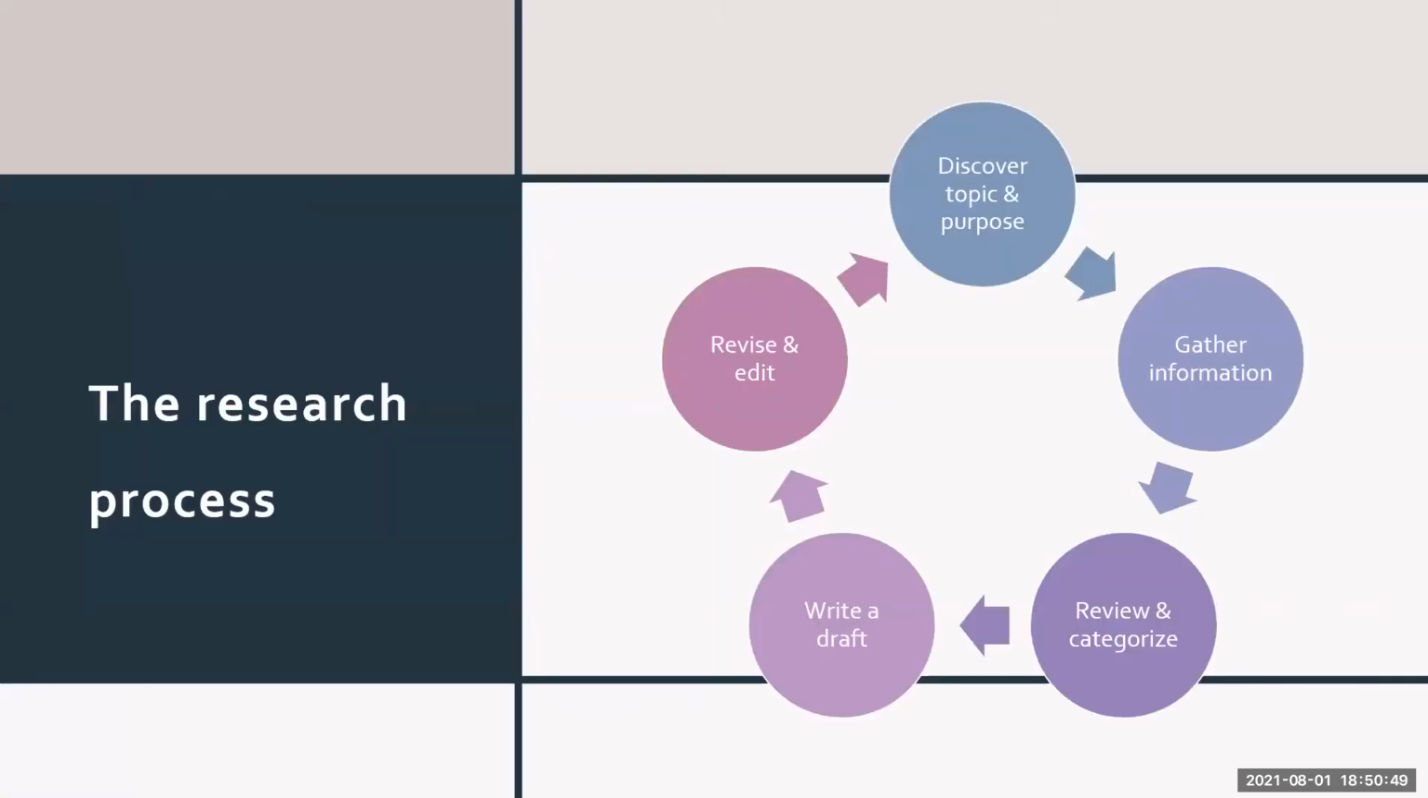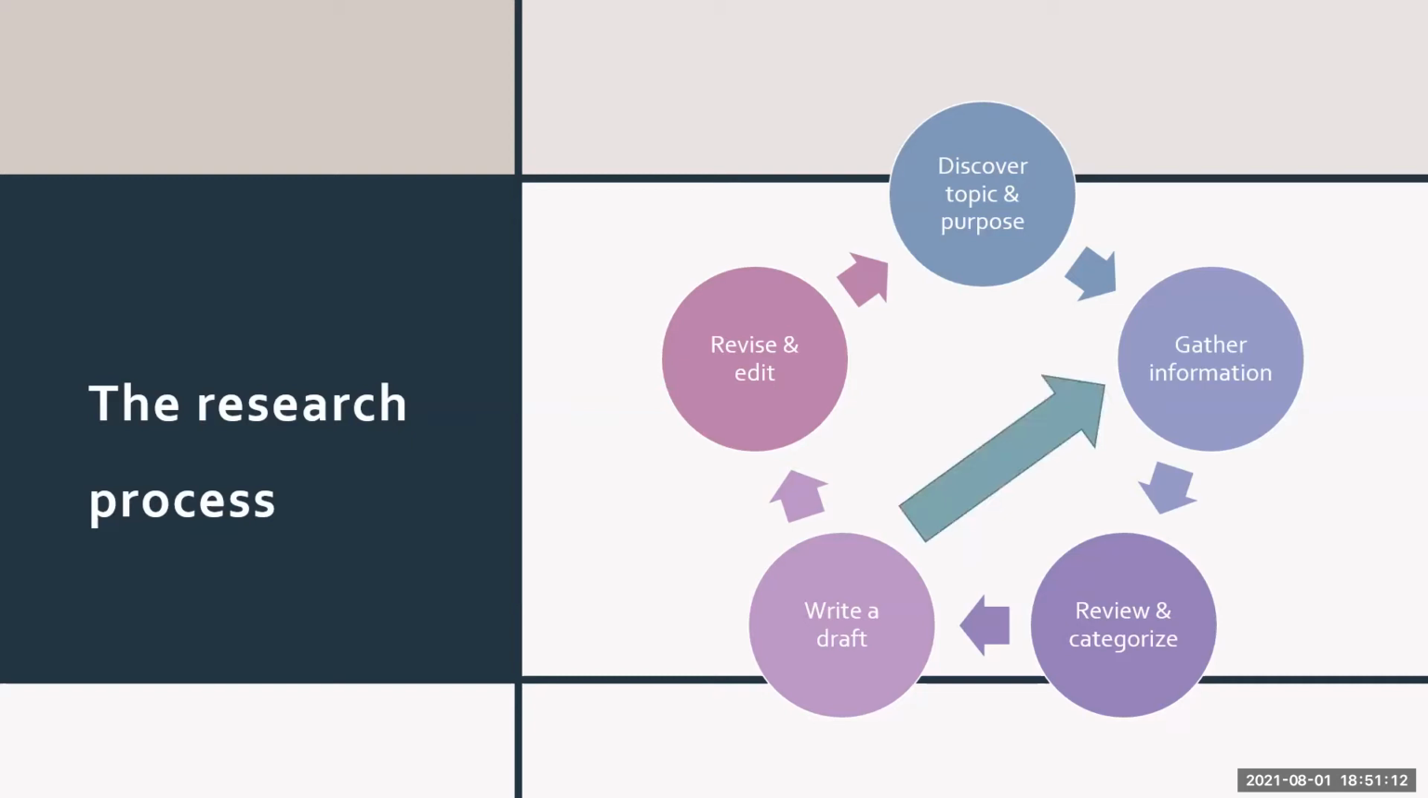Instead, think of the research process more as a circular cycle. In that cycle, you can think about it as discovering your topic and your purpose, gathering information, reviewing and categorizing, writing a draft, revising and editing, and you may have to go back and adjust your topic and your purpose, gather more information, and so on and so forth.